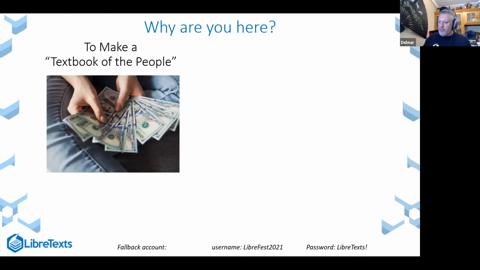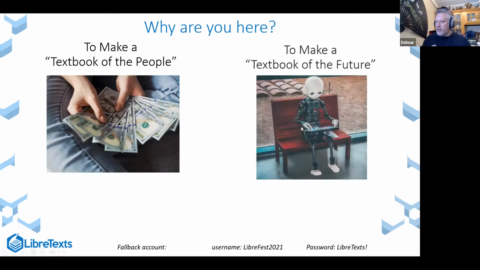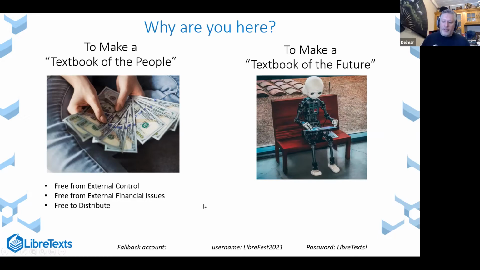Now, the key aspects associated with the textbook of the people is the ability to make a textbook that's free of external control, publishers, for example, free from external financial issues, the freedom to distribute the content, the ability to edit and curate the content using the definitions I talked about before, and more importantly, the ability to customize the content to suit your needs.